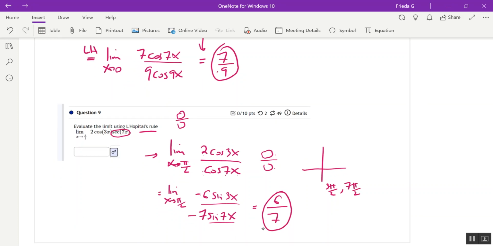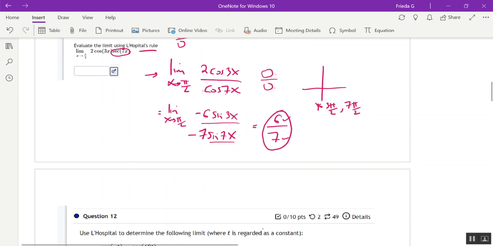And so the derivative of cosine is negative sine. You pull out a 3, so you get negative 3 sine 3x on top, negative 7 sine 7x on the bottom. Now, as x goes to pi over 2, on top you get sine of 3 pi over 2. That's down here. So sine of 3 pi over 2 is negative 1. Negative 1 times negative 6 is 6. And then on the bottom, you also get negative 1 as sine of 7 pi over 2 is negative 1 times negative 7 is positive 7. So you get a positive 6 over 7 as your limit.